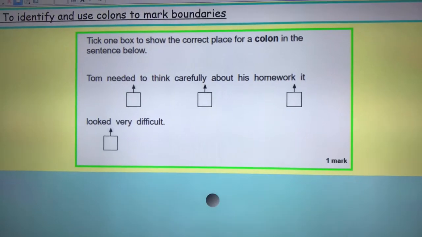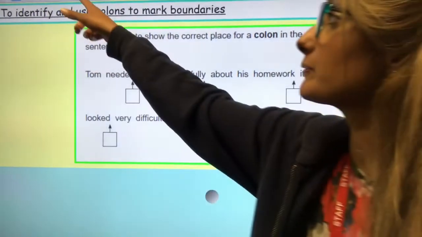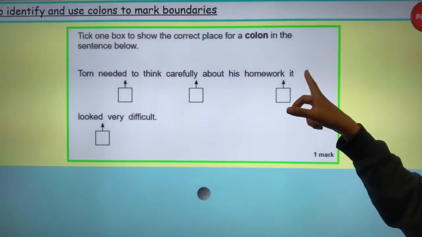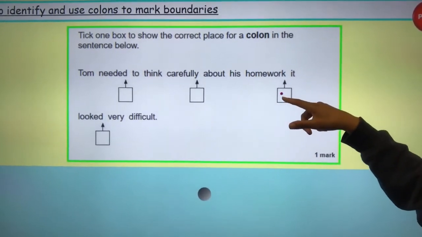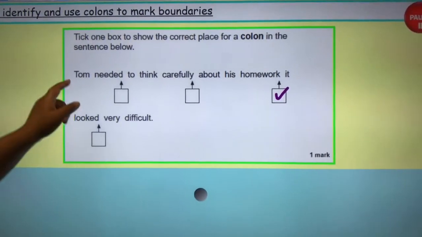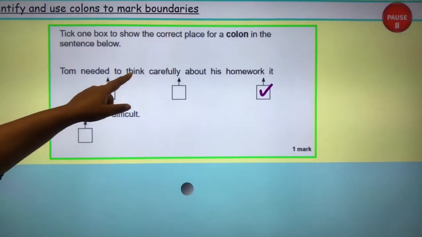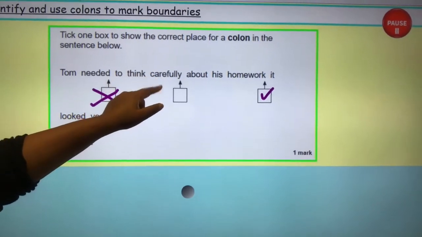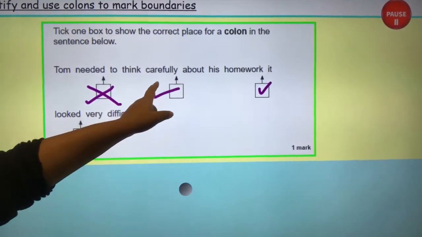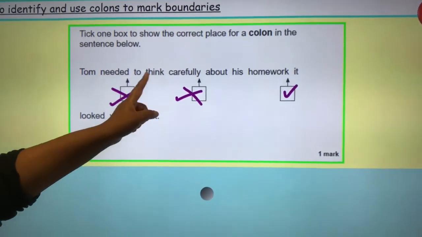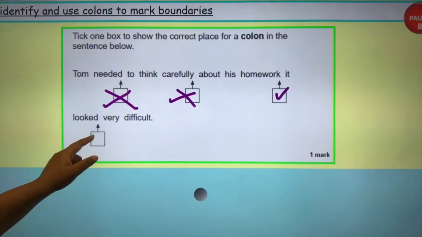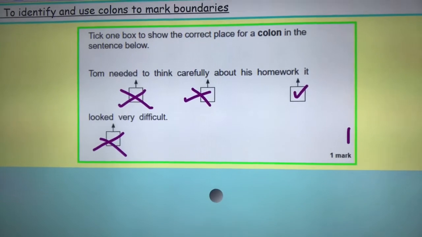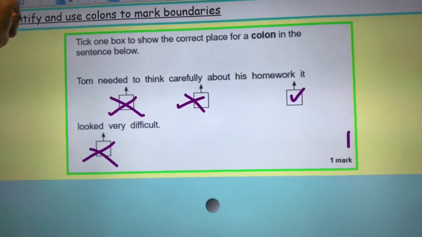Right, Mrs. Gale, where would it go? So the colon would go here. Tom needed to think carefully about his homework. Well, why? Because it looked very difficult. So the colon would go here. And if you think about it, if you put it after 'Tom needed', then 'Tom needed because to think carefully' wouldn't make sense. 'Tom needed to think carefully because about his homework' wouldn't make sense. 'It looked because very difficult' doesn't make sense. So actually, you could use the process of elimination. Right, and the last question then.